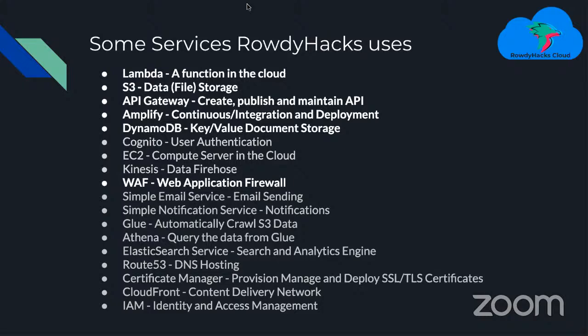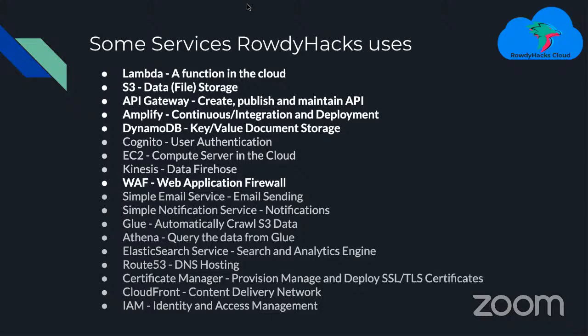Cognito is for the user authentication. So you had to register for an account. We use EC2. That's going to be for the Discord bot that we're making. Kinesis is kind of tricky. Basically, for our WAF logs, we have it flow through Kinesis. So anything that the WAF sees, Kinesis grabs it and pushes it to an S3 bucket.